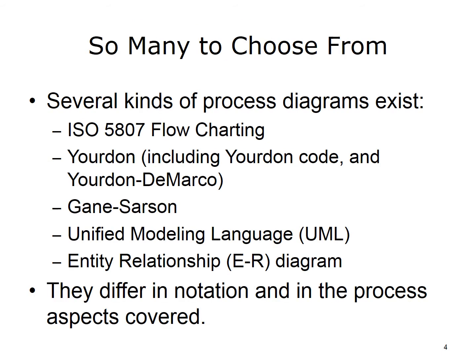There are different kinds of process diagrams. They differ in the aspects of processes they represent and in the notations, i.e., symbols and conventions used for diagramming or mapping processes. The types of diagrams covered in this unit include ISO 5807 information processing diagrams, the same symbols used for flowcharting, DON notation for data flow diagrams, Gain-Sarson notation for data flow diagrams, Unified Modeling Language, UML, that represents several different aspects of processes, and Entity Relationship, ER diagrams that concentrate solely on information content.